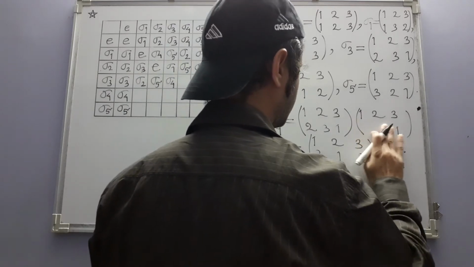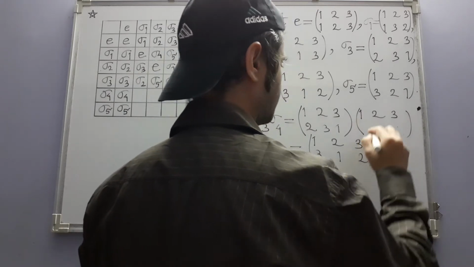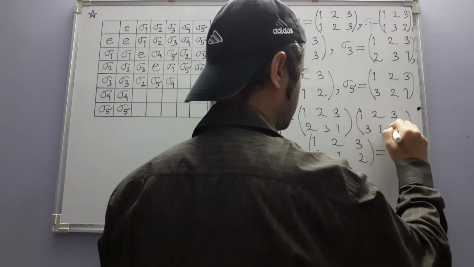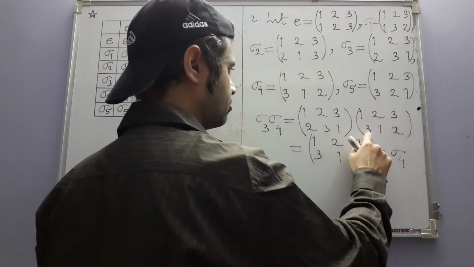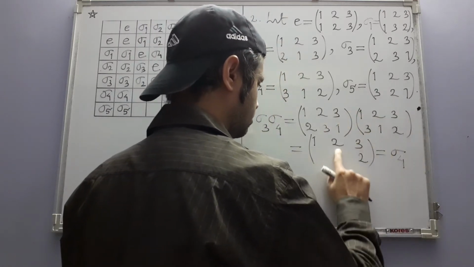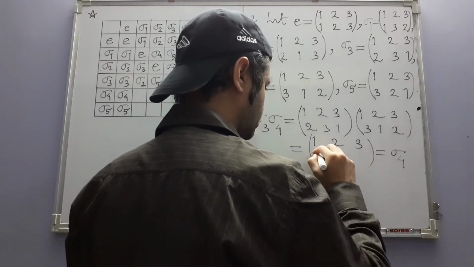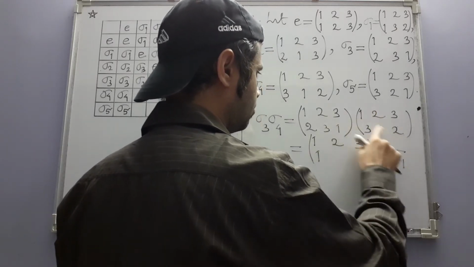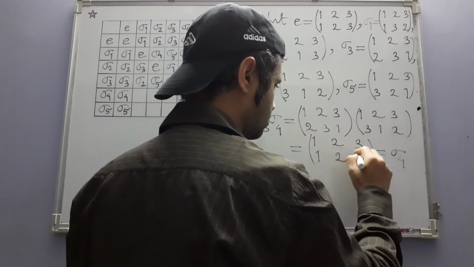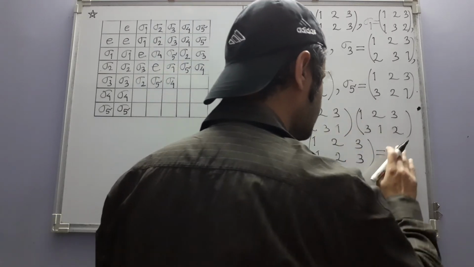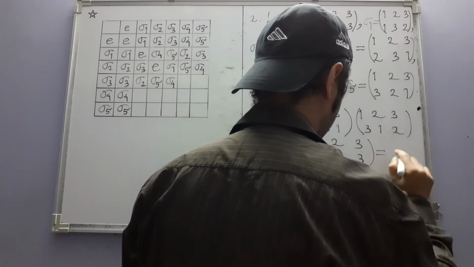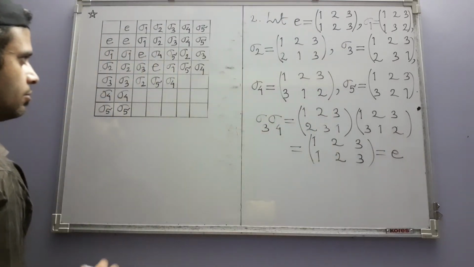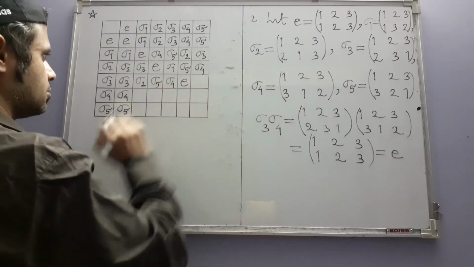3, 1, 2. 1 to 3, 3 to 1, 1 to 1, 2 to 1, 1 to 2, 2 to 2, so the other one is 3. So this is E. Sigma 3, sigma 4 is E.